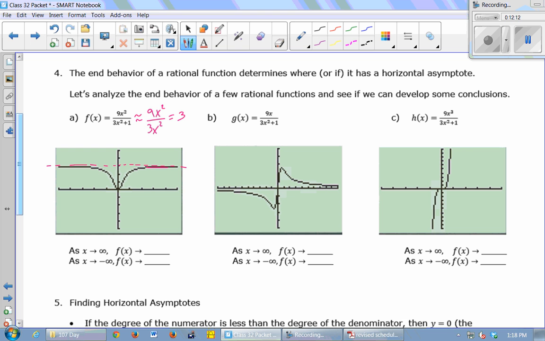So let's fill in the notation here. This says as x approaches infinity, f of x approaches 3. And as x approaches negative infinity, f of x approaches 3 again. And that's because when you square a number, even though we're plugging in big negative numbers, when you square negatives, you get positives.